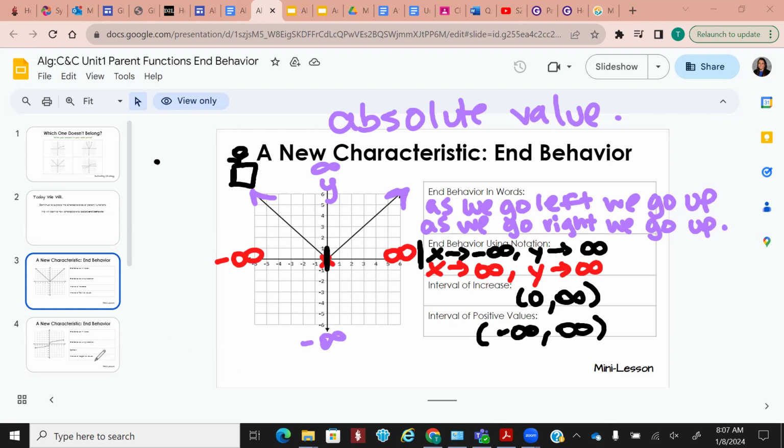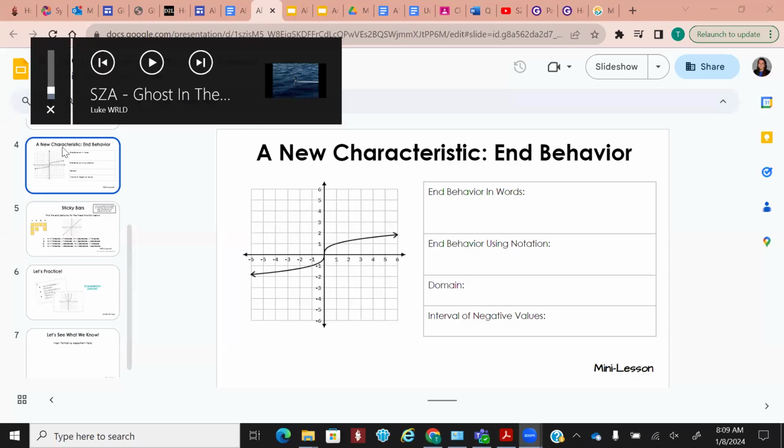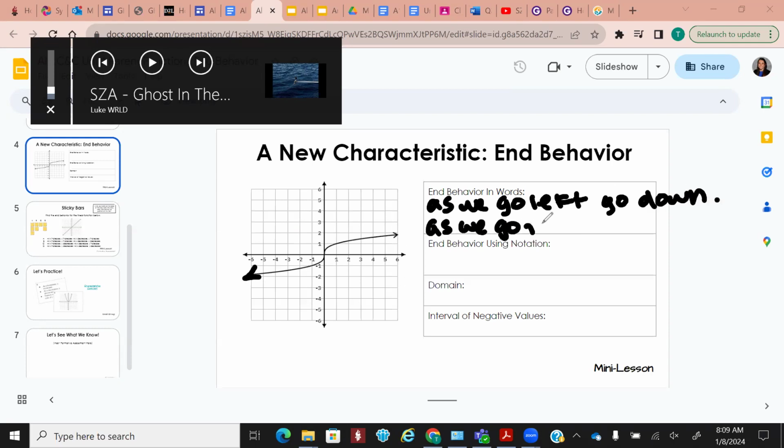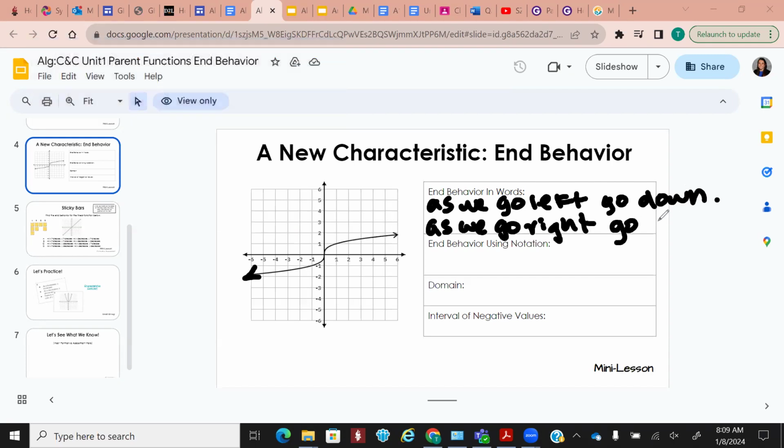Okay, go ahead and look at the next slide. What I want you to do is write out in words what's going on for the end behavior. So as you go to the left, is it going to positive infinity or negative infinity? As you go to the right, is it going to positive infinity or negative infinity? Take a moment, write the words. So as we go to the left, what's happening to our y values? Where are they going? They're going down. As we move to the right, where is it going?